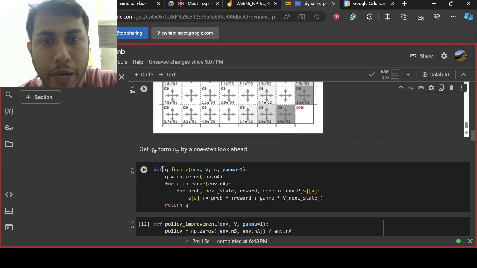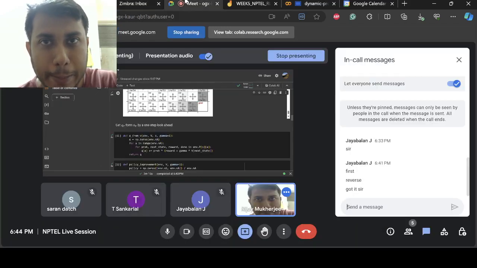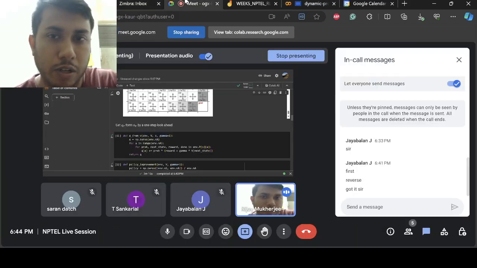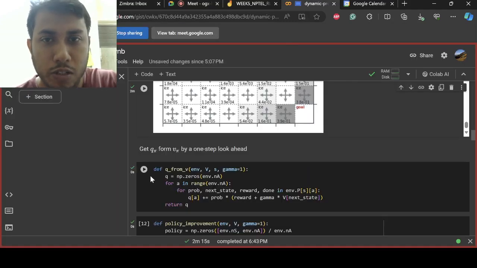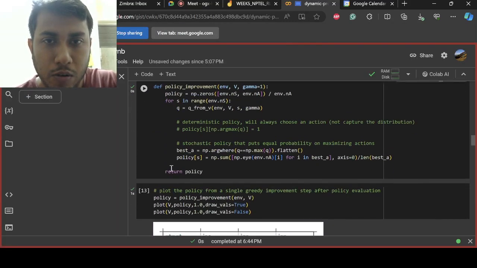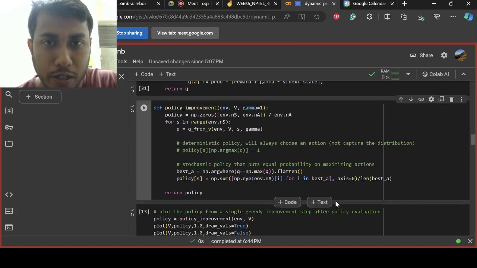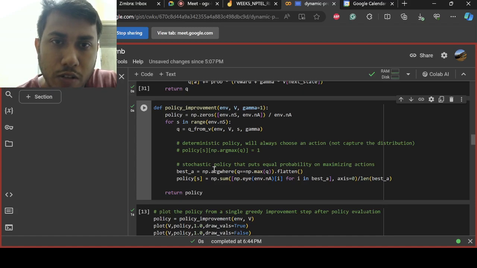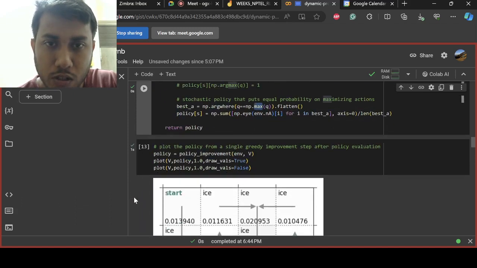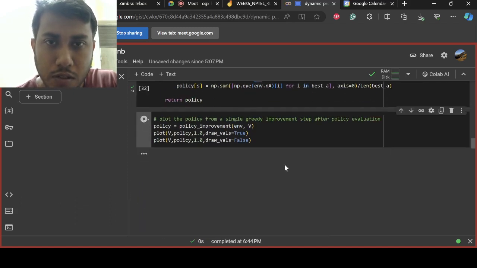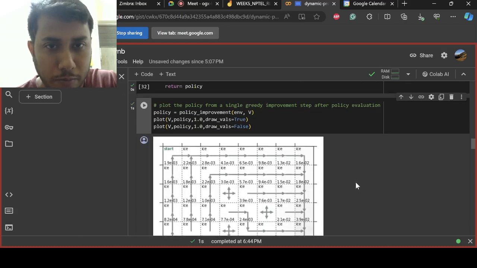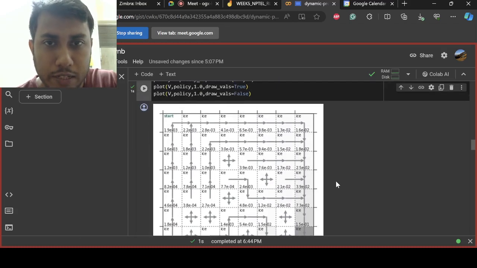Now you want to get q pi from v pi. What do I mean by that? Basically you want to get the new policy. You run it. Now you want to do the policy improvement. In the policy improvement, you are trying to find the highest one. Now let's plot the policy from a single greedy improvement step. This is only one step.